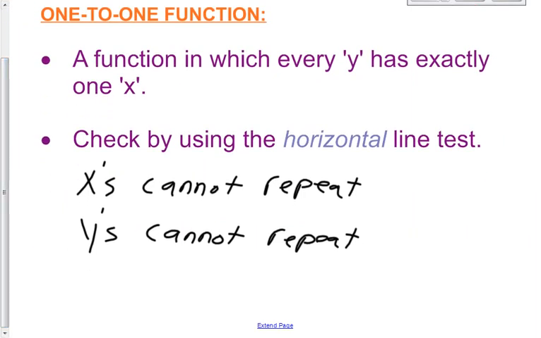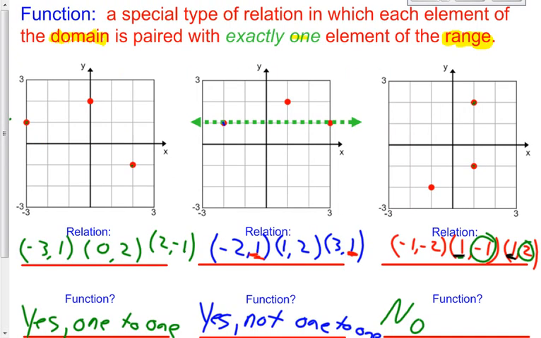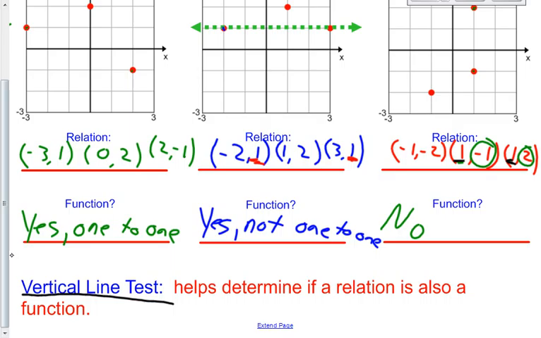So once again, going with this trick that I told you, you could use the horizontal line test. And if they just give you ordered pairs, the x's cannot repeat, the y's cannot repeat. So do my x's repeat? -2, 1, 3. My x's do not repeat, but do my y's repeat? 1, 1, 2, 1. So because this one and this one repeated themselves on the y, we know that it's not a one-to-one function. The x's cannot repeat and the y's cannot repeat for it to be one-to-one.